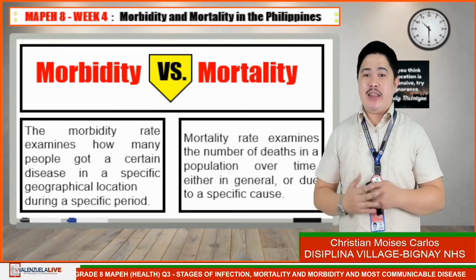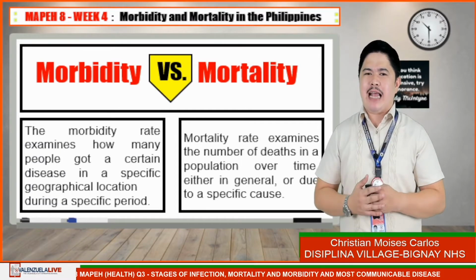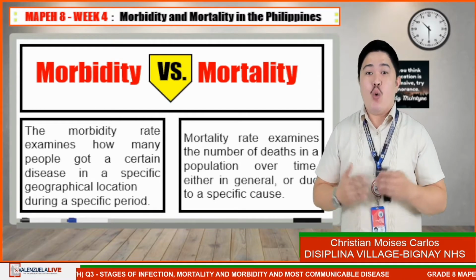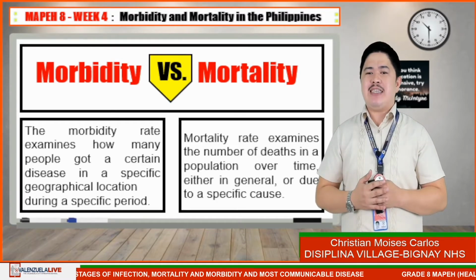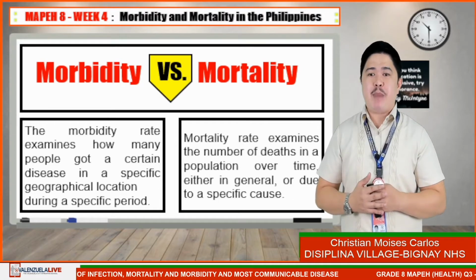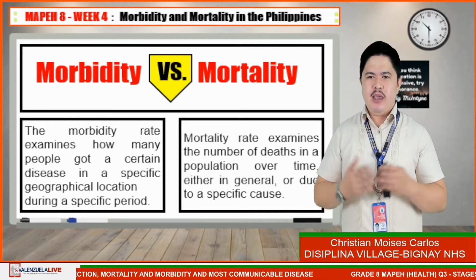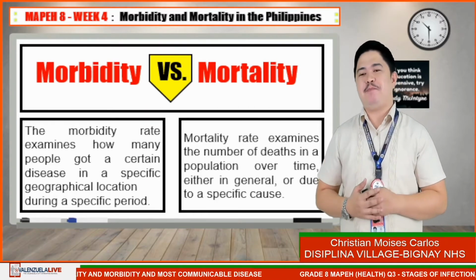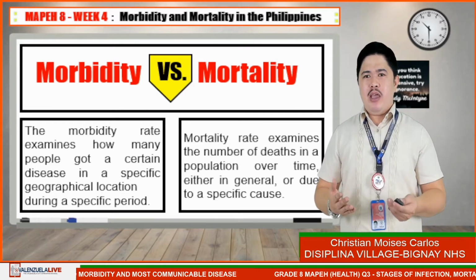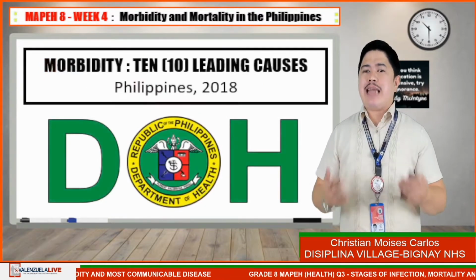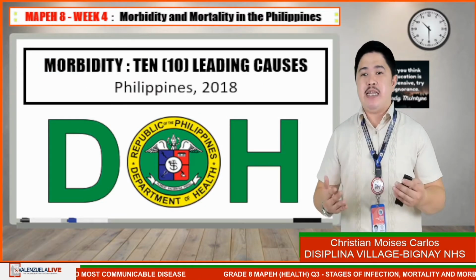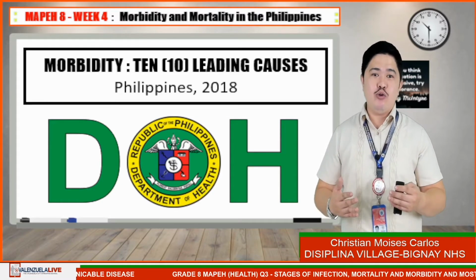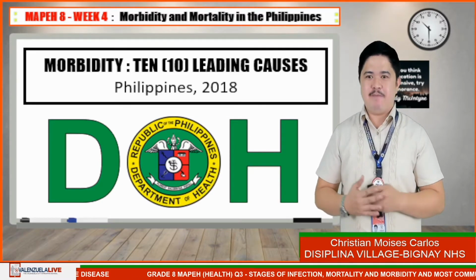The morbidity rate examines how many people got a certain disease in a specific geographical location, while the mortality rate examines the number of deaths in a population over time, either in general or due to a specific cause. The following are the top 10 leading causes of morbidity in the Philippines as of 2008, according to the Department of Health.